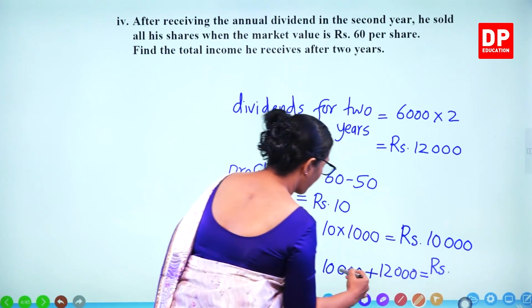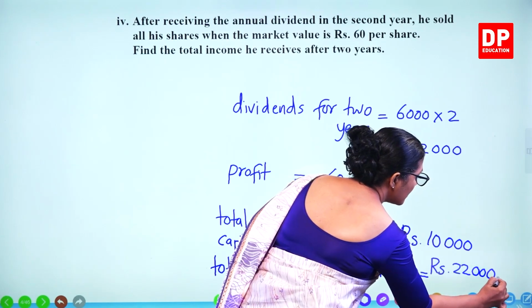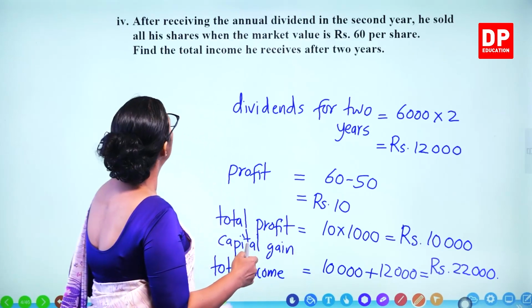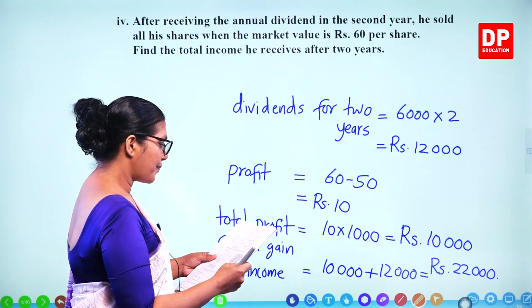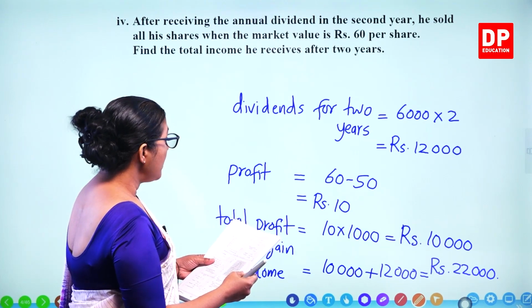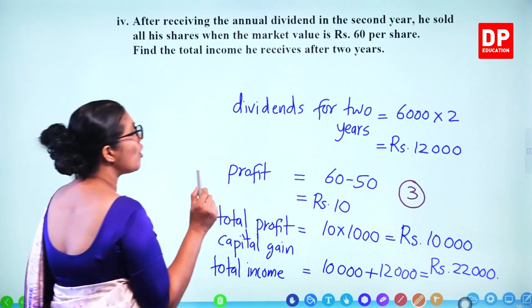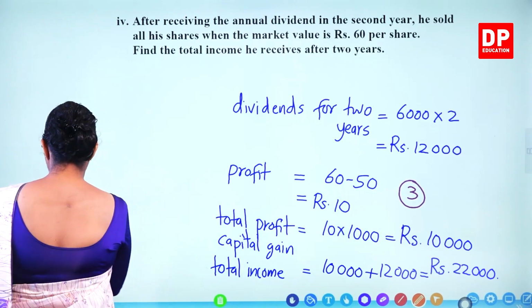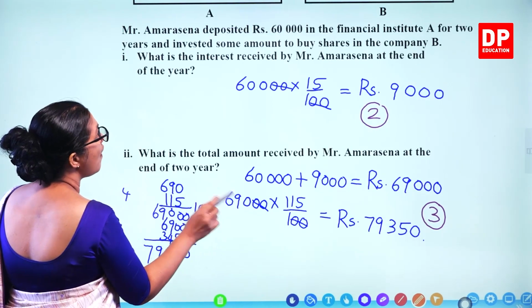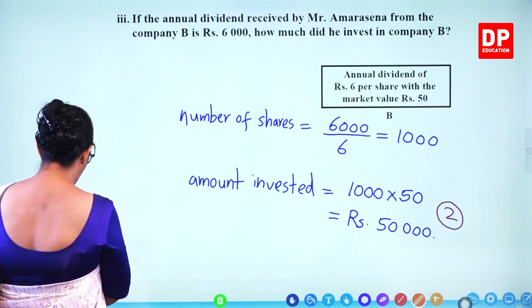Altogether, 22,000 rupees is the total income. So how many marks for the fourth part? You get 3 marks. So let's see whether we gave all marks. 3, 2, 5, and 5, 10 marks for the first question.